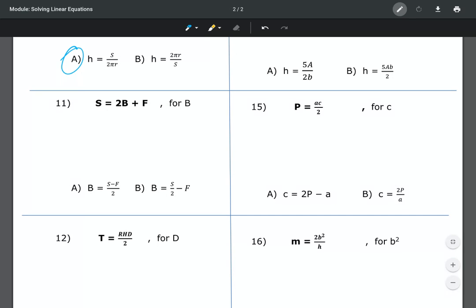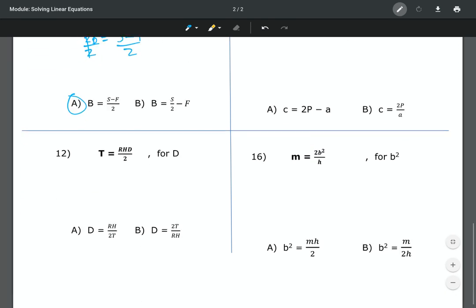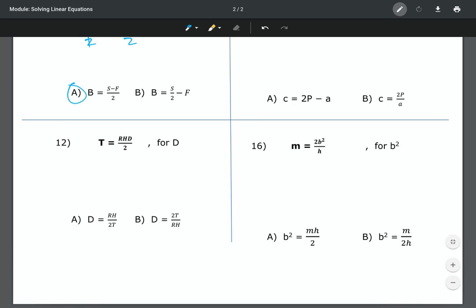Number 11, we're going to solve for B. So first of all, we need to take this f and move it over to the other side. Since it's a positive f, when we move it over to the other side, we're going to make that a negative f. So I'm going to put my 2b on the left because I'm going to end up solving for b. Equals s minus f. And then I have left to divide everything by 2. So it's going to look like letter A. Again, it seems to be a popular answer.